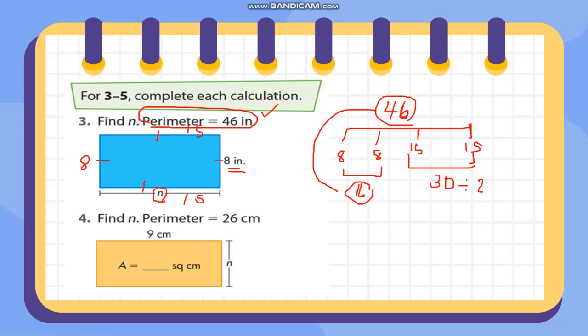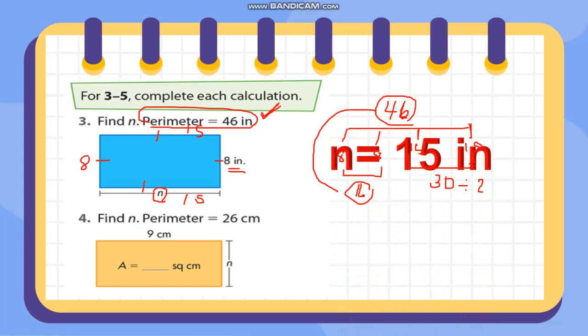So how to check if your perimeter is correct? You just simply multiply 15 by 2 because you have 2 15s, and 8 by 2 because you have 2 8s. So 15 multiplied by 2 is 30, and 8 multiplied by 2 is 16. So 30 plus 16 is 46. Or you just simply add all the sides. 15 plus 15 is 30, 8 plus 8 is 16, 30 plus 16 is the same as 46. So the unknown variable n is now equivalent to 15 inches.